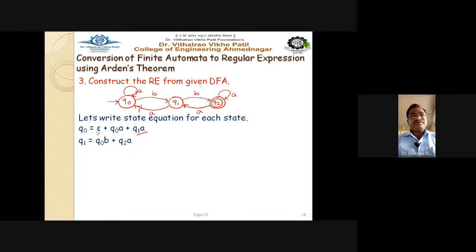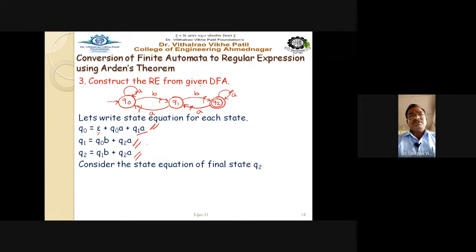For Q1, I can have Q0 B. Yes, I can have this Q0 on B input, and this is nothing but Q2 on A. Yes, correct. And for Q2, I can write Q1 on B. So Q1 is coming on B input, and Q2 is coming on A input. Getting this point? So let us start with the final equation, that is nothing but Q2. But see here, Q2 depends on Q1 when I try to solve the equation of Q2, and when I go to Q1, I have to consider the value of Q0. So there is a dependency of one state on another state. So let us try this.